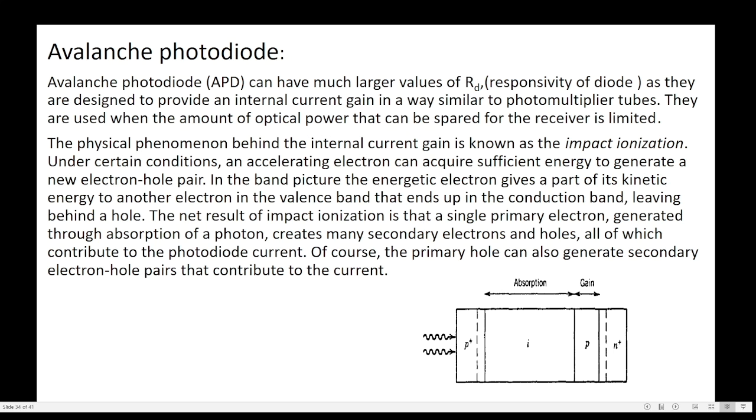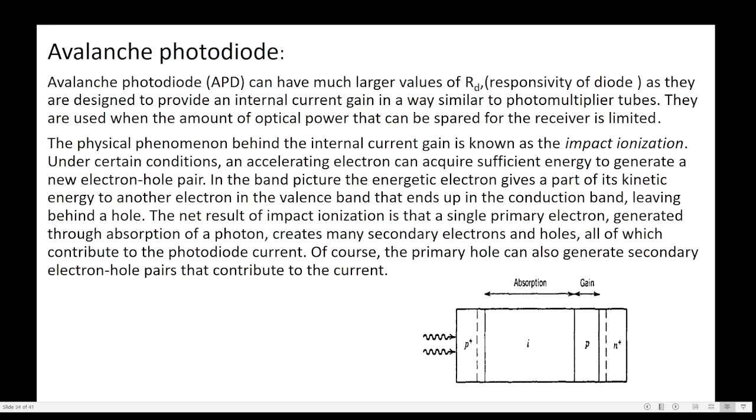Avalanche photodiodes have a much larger value of R, the responsivity of the diode, as they are designed to provide an internal current gain in a way similar to a photomultiplier tube. They are used when the amount of optical power that can be supplied to the receiver is limited. The physical phenomenon behind the internal current gain is known as impact ionization.